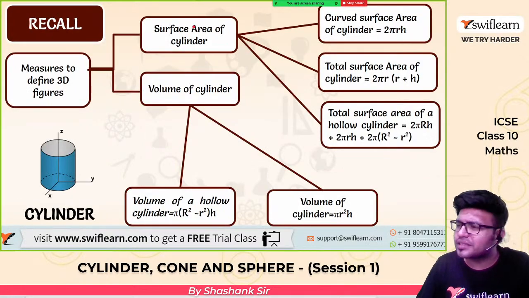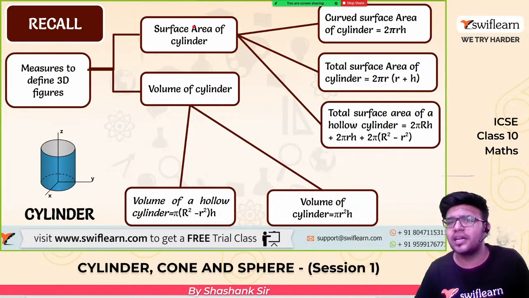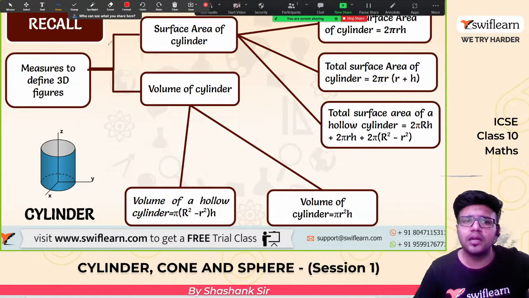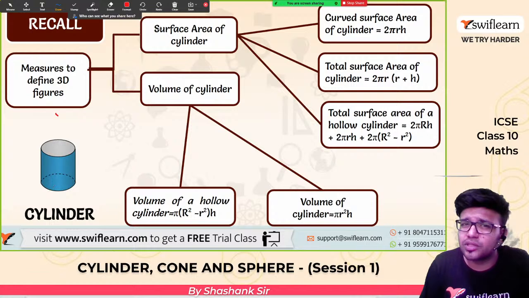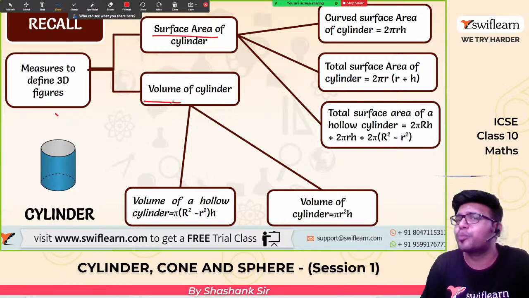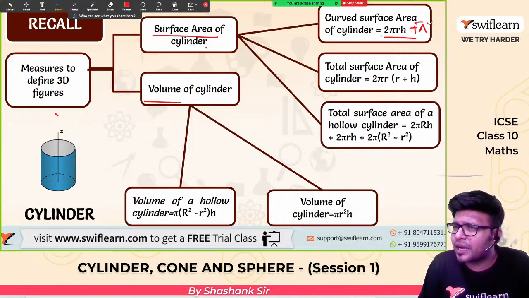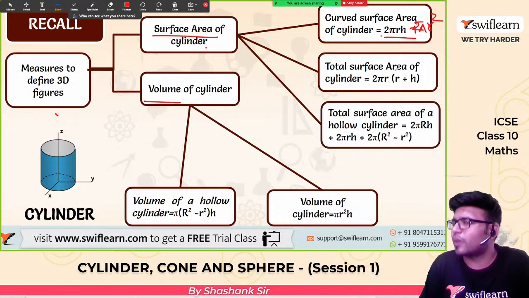Yes. So let's recall all the things we have studied about the cylinder. Measures to define 3D figures: to define a 3D object, there are two terminologies, which are surface area and volume. Now, the curved surface area of the cylinder is 2 pi r h. The total surface area of the cylinder is 2 pi r h plus 2 pi r square.